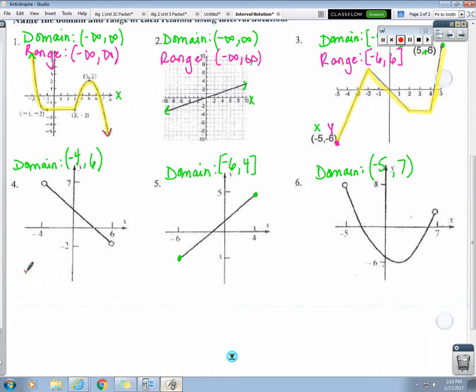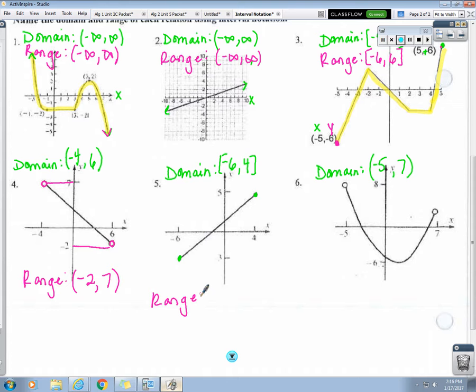Okay, so what about the range for number 4? What's the lowest point that line ever has? Isn't this the lowest point? And what's its y value? -2, but it's not included because it's an open circle. What's the highest point this graph has? 7 on the y-axis, and it's not included.